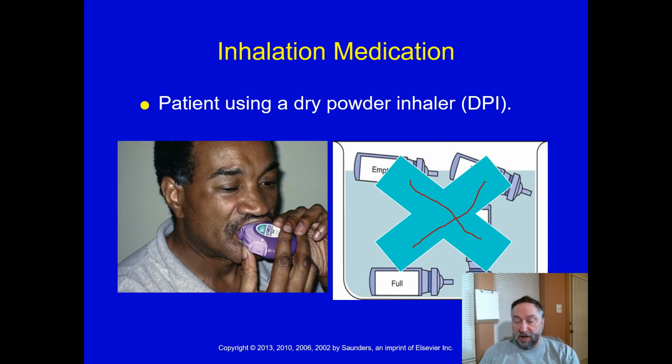You load the device, turn to the next number, or load a capsule, depending on which kind of device it is. They have little numbers in there when you turn it, and it counts down. If it gets all the way down to 1, that means you got 1 dose left, right? So anyway, you'll turn that. You'll load the device. Place your lips over the mouthpiece and breathe in forcefully.